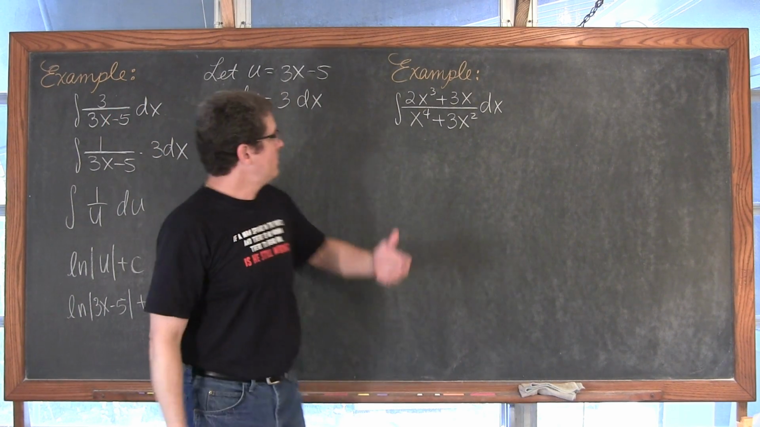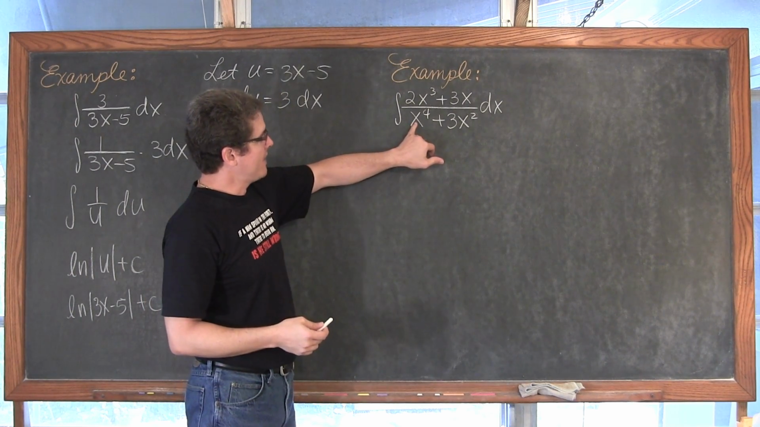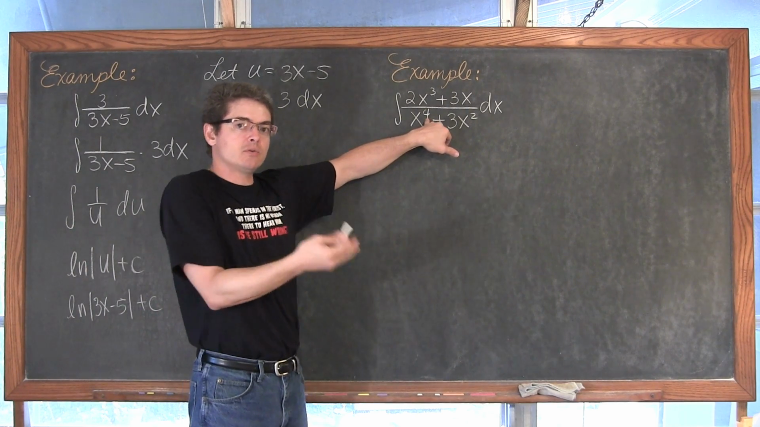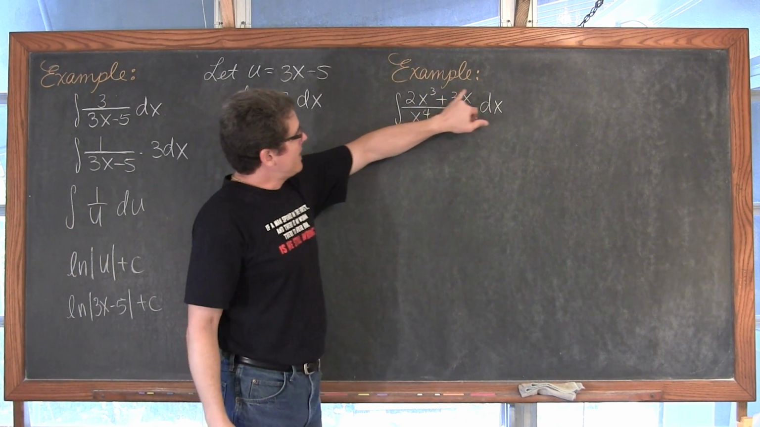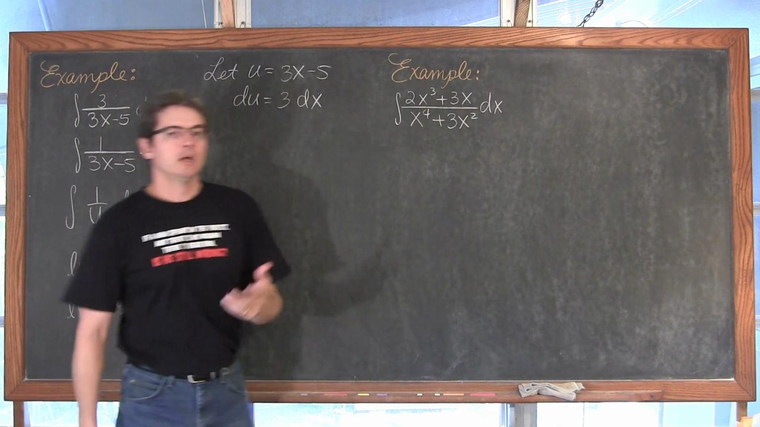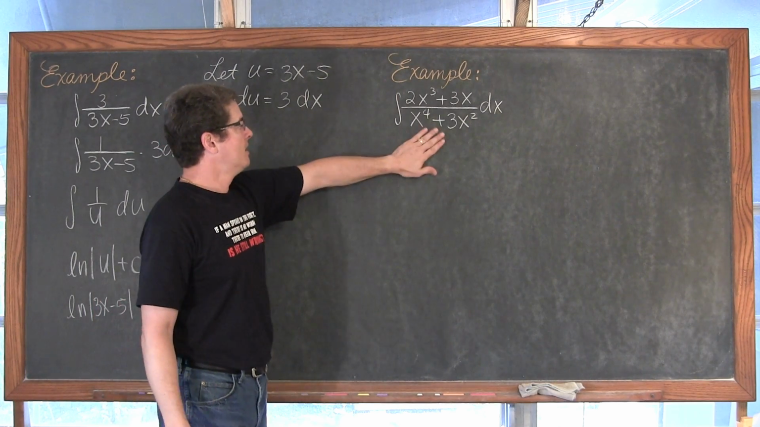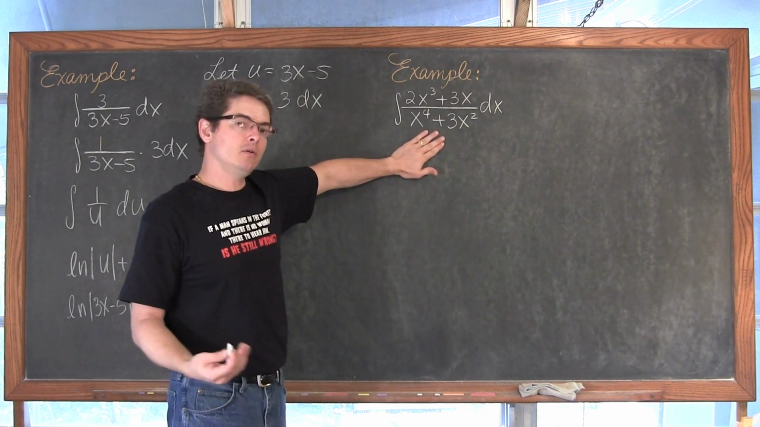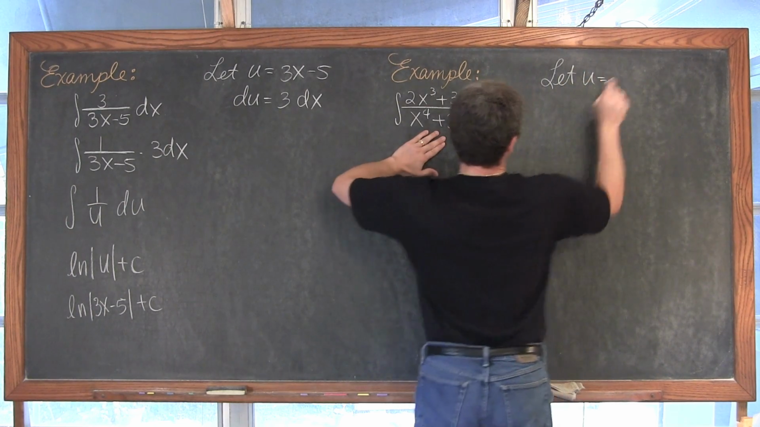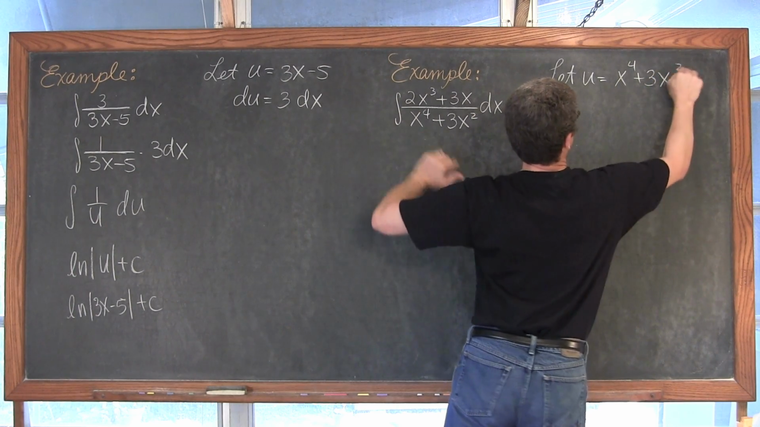denominator. Well, when you apply the power rule for derivatives, like the derivative of x to the fourth is going to be 4x cubed, that power is going to reduce by 1. So looking at the numerator exponents in this particular case, and they're all less than the exponents that we have in the denominator, I'm pretty sure it's a safe bet to say, let's just go ahead and let that denominator be our u and see what happens. So let u equal x to the fourth plus 3x squared.